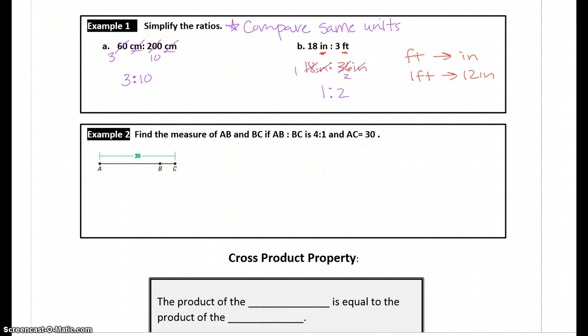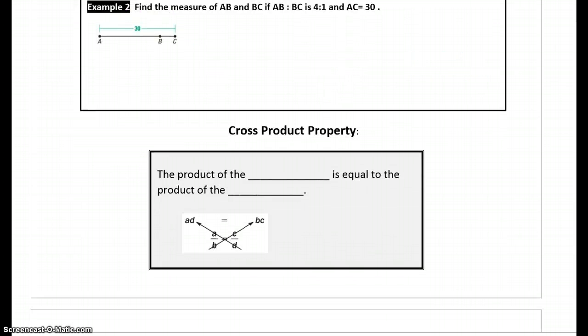Okay, example number 2. Find the measure of AB and BC if the ratio of AB to BC is 4 to 1 and AC is 30. Okay, so this is our key here. The ratio of AB to BC is 4 to 1. So if I put a 4 and I put a 1 here, so that AB is 4 and BC is 1, if we added 4 and 1, we would only get 5, not 30. So let's go ahead and put 4x and 1x there. If we multiply the 4 and the 1 by a number, then it's going to make this a true statement, but we have to figure out what that number is going to be.